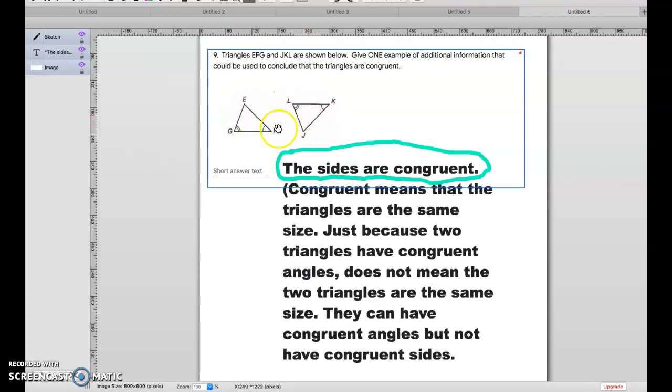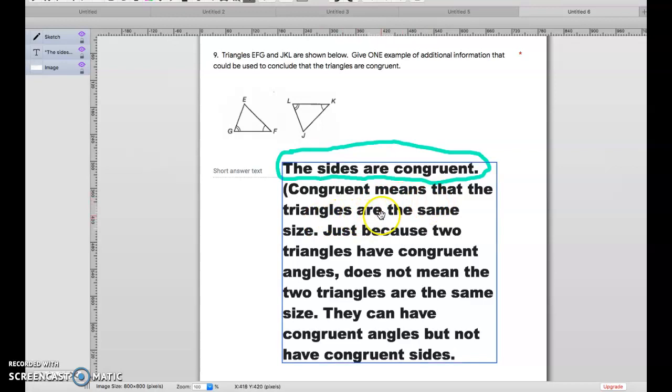These triangles aren't telling you whether the sides are congruent or not. They're telling you that the angles of these two triangles are congruent. But it's not telling you whether or not the sides are congruent. Remember, congruent means the same size. So basically, if we know that the sides are congruent, then we know that the two triangles are congruent. And this thing I circled in green, that's the answer word for word that you just need to put down.